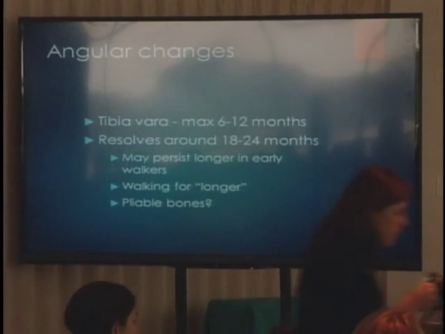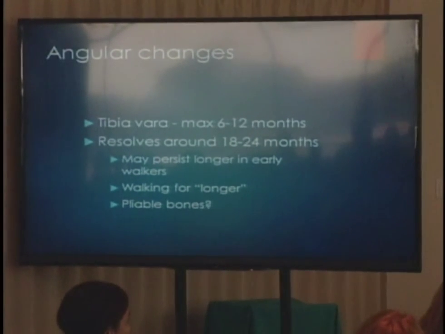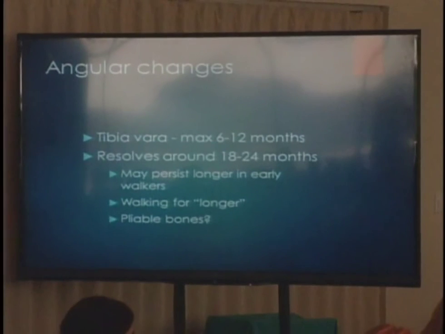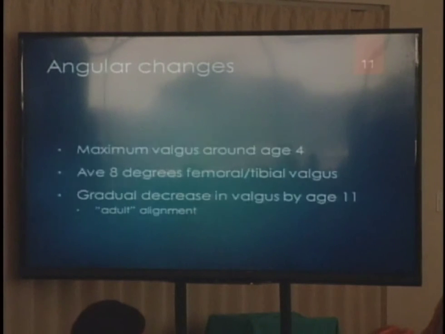So when we talk about tibia vara, or what we call bow legs, typically the maximum age by the textbook will be 6 to 12 months, and then usually resolving around 18 to 24 months, so typically by 2 years of age. This may persist a little longer in early walkers, and the question is if they're walking for a lot longer, if they start walking at age 8 months, maybe they're putting a lot of weight and gravity on these pliable bones, and it's more noticeable for a longer period of time. So that's why it may persist a little longer or seem to persist a little longer.